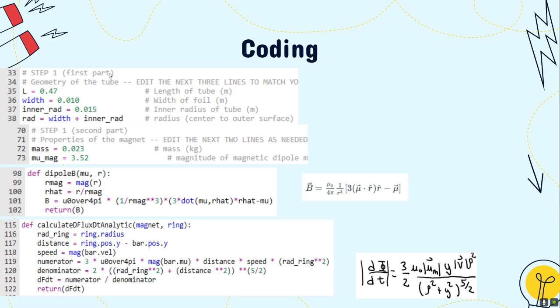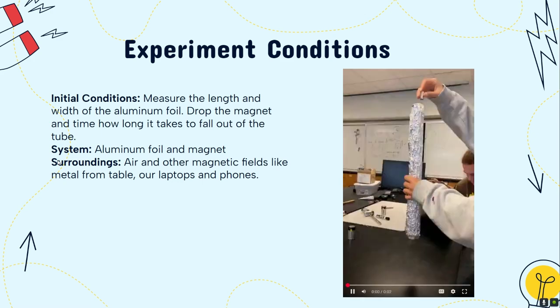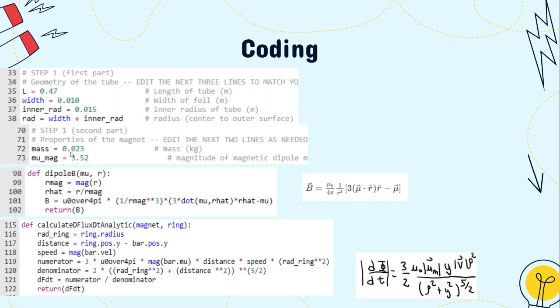Coding. So here is the first part, which is just to add in all our data from the lab, and also here to add in data from our lab. I just had to make sure I did the right mu mag, and then this is our function here to create the magnetic field from our magnetic moment as well. This is just plugging in the values from the formula, and here it's also just plugging in values from the formula with the respective variables. This formula here was given to us from the video.